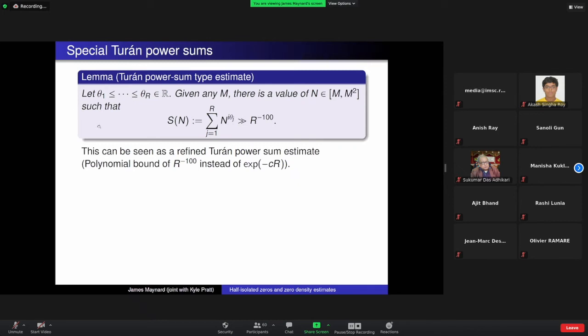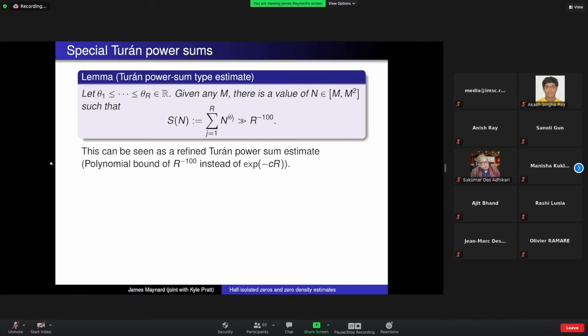So you could apply standard estimates coming from Turan power sums, and that would show that there's some value of n in such an interval where the lower bound is instead exponentially small. So we get this sort of exponential improvement from an exponential lower bound to just a polynomial lower bound. And the fact that we can get this polynomial lower bound is absolutely vital for our method.